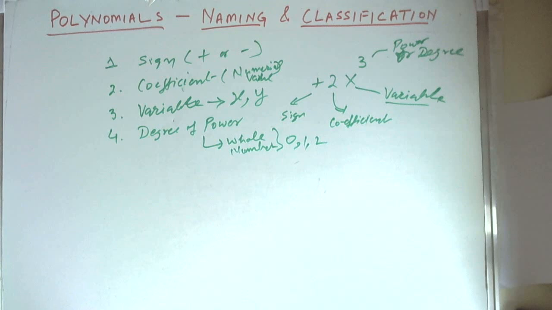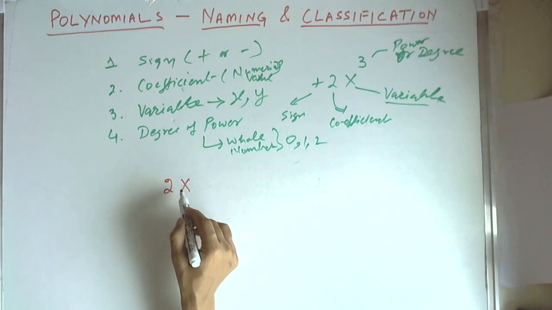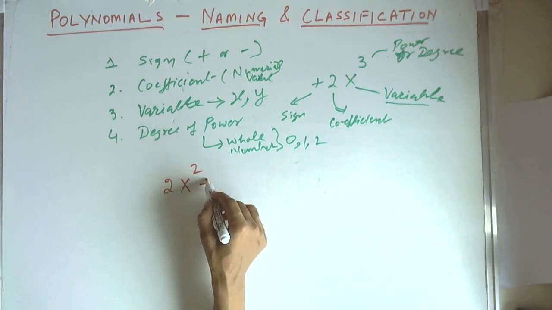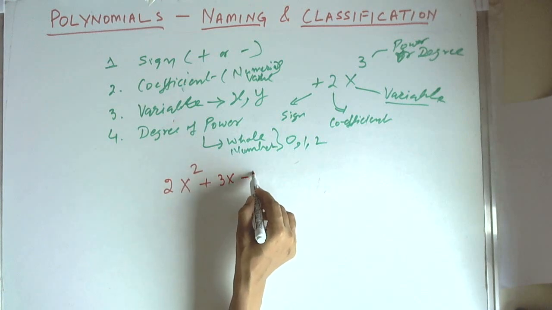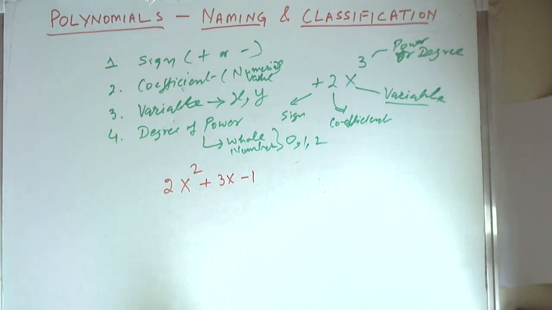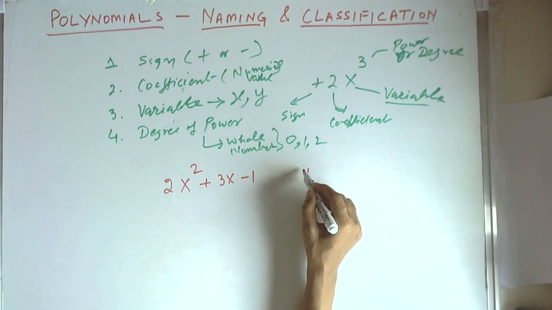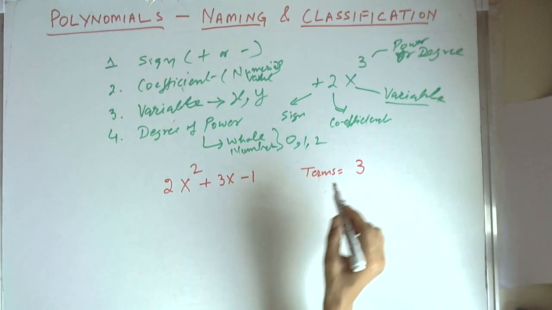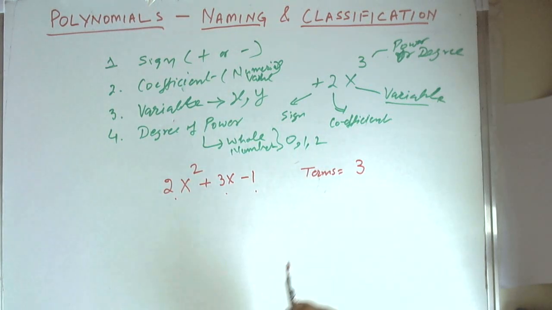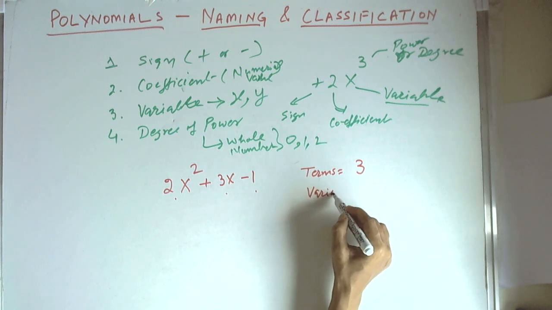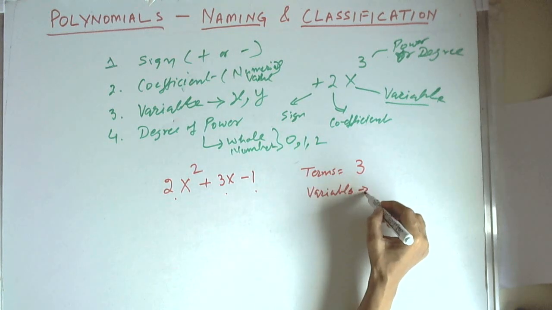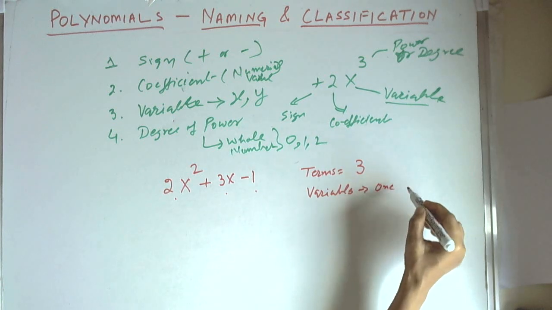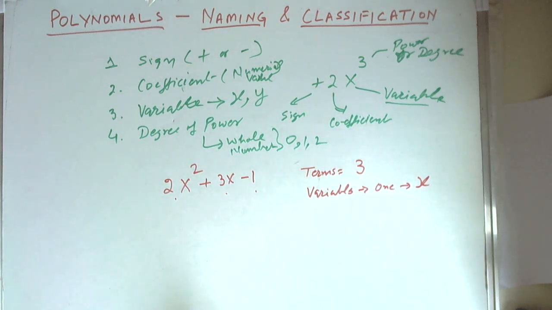So now let us take an example of a polynomial: 2x square plus 3x minus 1. Now how many terms are there? This has 3 terms: 1, 2 and 3. And how many variables? Only one, which is x. And then what is the degree?